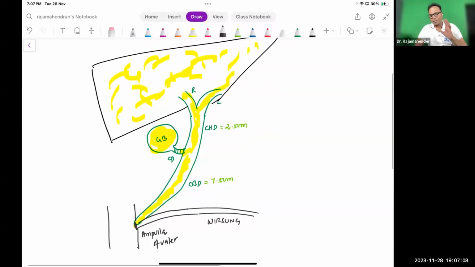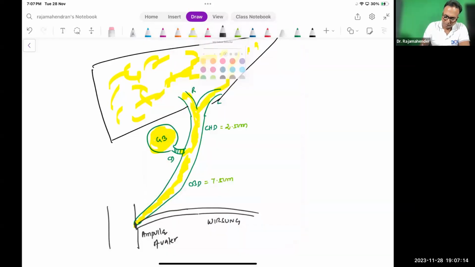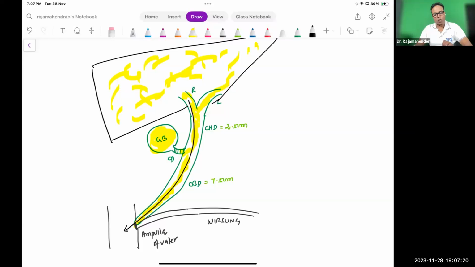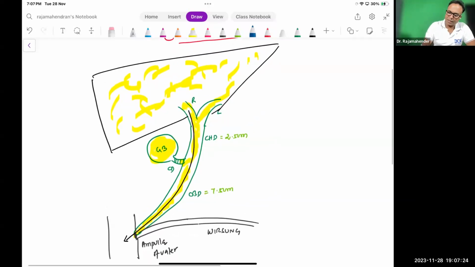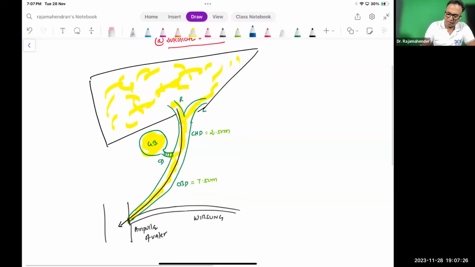So here you should understand the basic thing. I am going to deal with a chapter on obstruction along this pathway. Anywhere along this pathway, if there is an obstruction, that is my topic. That is called surgical jaundice. So please understand this concept; this is the anatomy behind the topic.